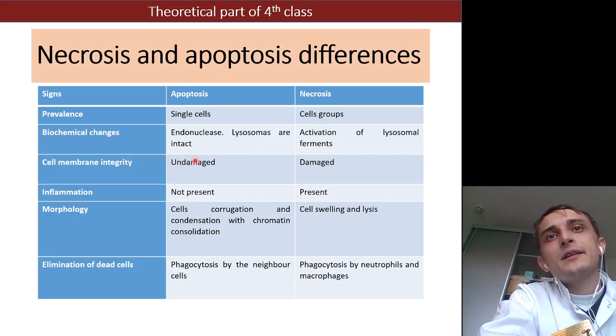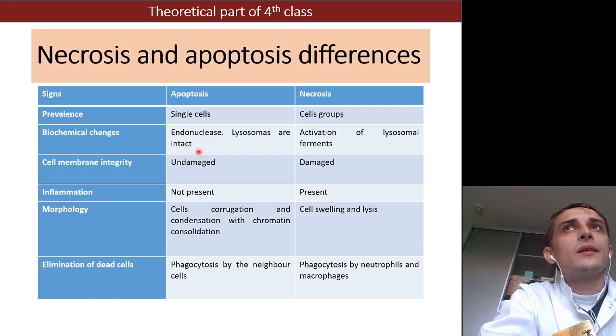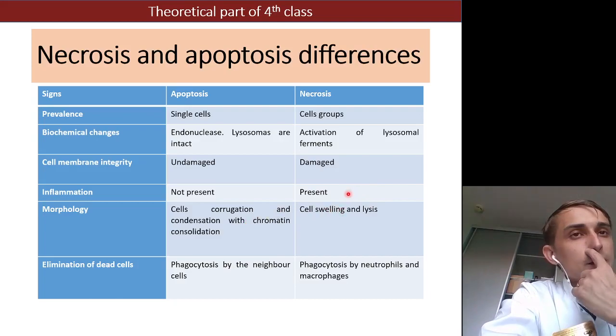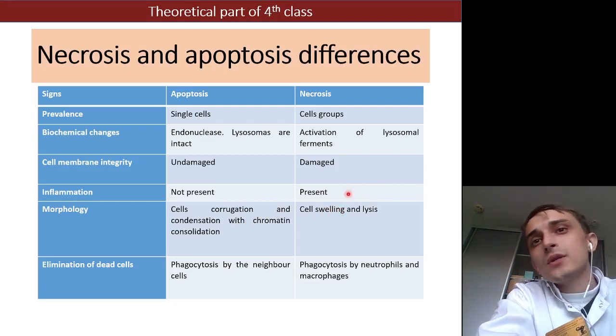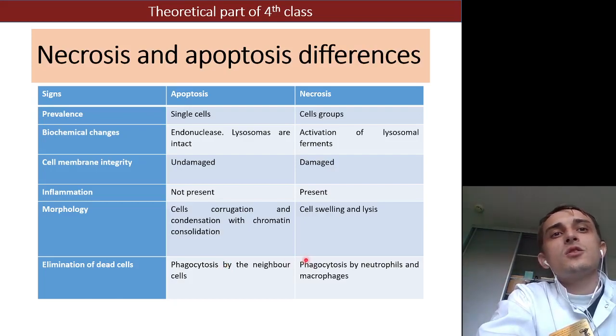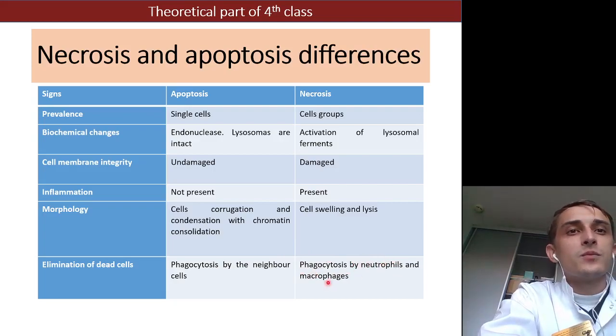The cell membrane is undamaged in apoptosis, and the cell is normal. There are not any other alterative factors. Inflammation is not typical for apoptosis, but it develops in any case of necrosis. Morphologically, we will see cell corrugation and condensation with chromatin consolidation. In necrosis, we will see swelling and lysis of the cell. And there are different ways of elimination of the products. In case of apoptosis, we will see phagocytosis by the neighborhood cells. In necrosis, it should be phagocytosis by neutrophils and macrophages.